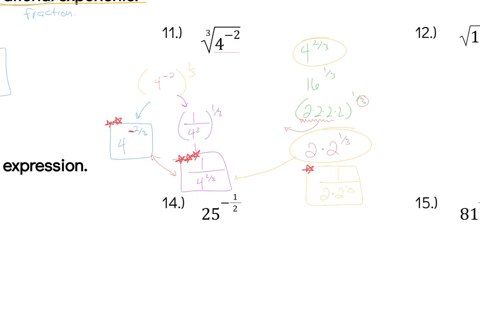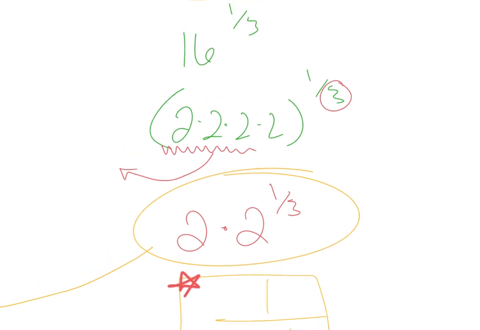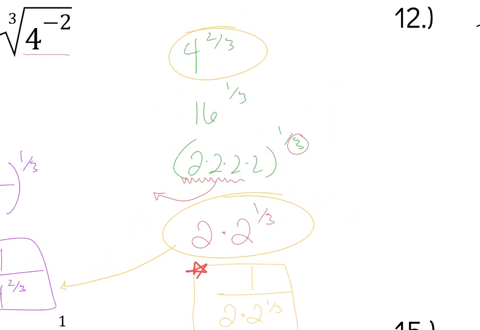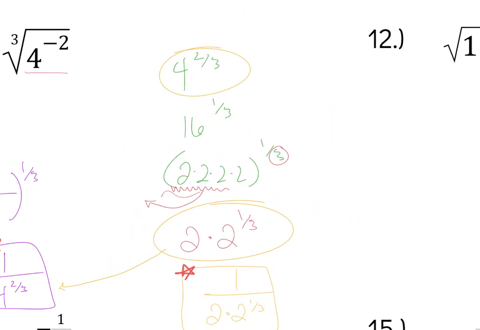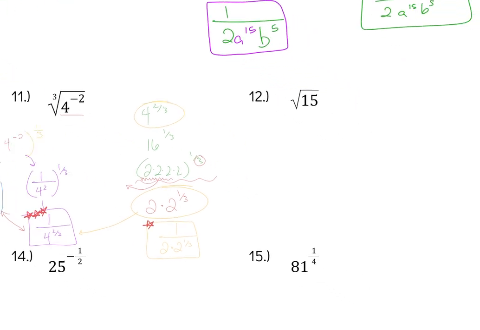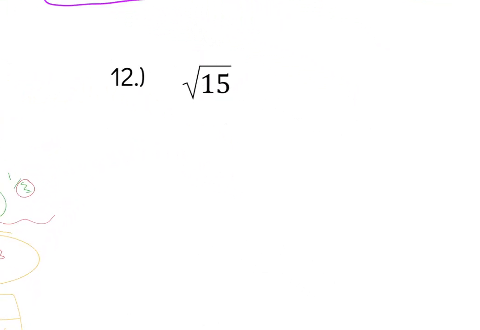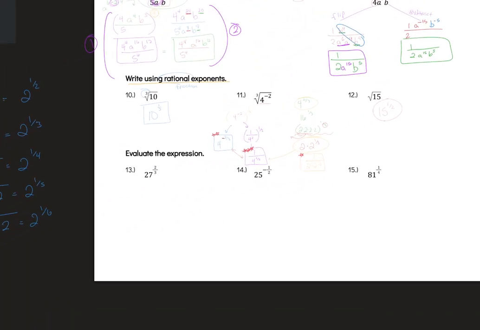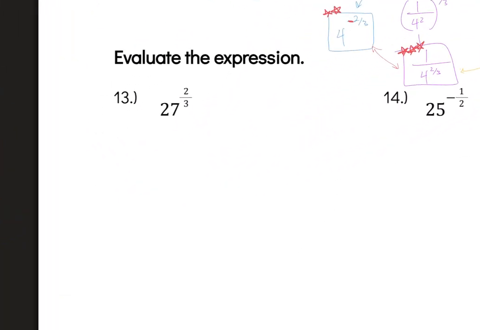And yeah, if you're confused by this right here, I don't usually do my cube roots in exponential form, neither do you. You usually do them in this format, right? Where there's a cube root, right? So anyway, let's go to number 12, shall we? This is 15 to the 1/2 power. And how much nicer is that one compared to number 11? So much nicer. Evaluate the expression.